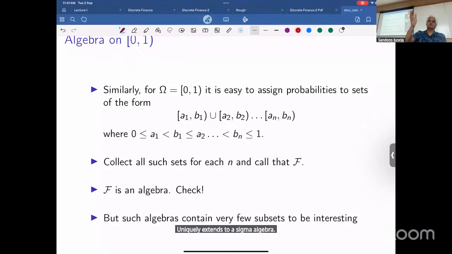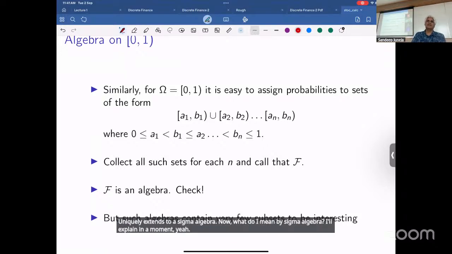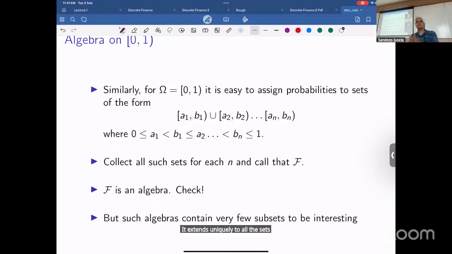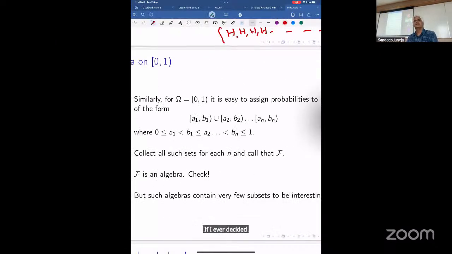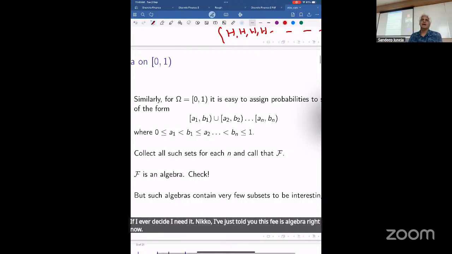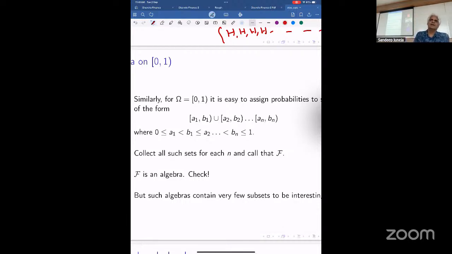Now, what do I mean by sigma algebra? I'll explain in a moment. It extends uniquely to all the sets which are in the sigma algebra. Sigma algebra, just replace omega with phi? No, no. Sigma algebra is not that. Look, I've just told you that phi is an algebra right now. The sigma algebra definition is: A and A complement are in it. And if I give you sets A1, A2, A3, countably many sets, then their union is also in the sigma algebra. This is finite. Everything is finite right now. We always are not confusing.